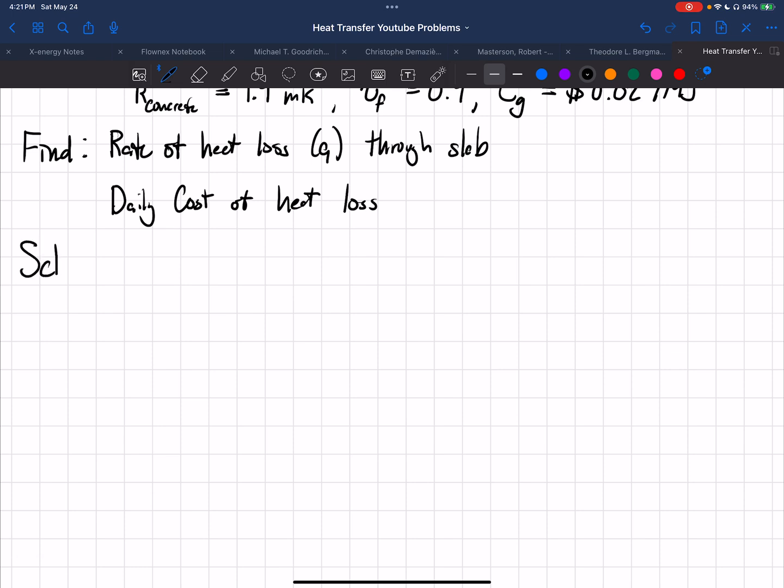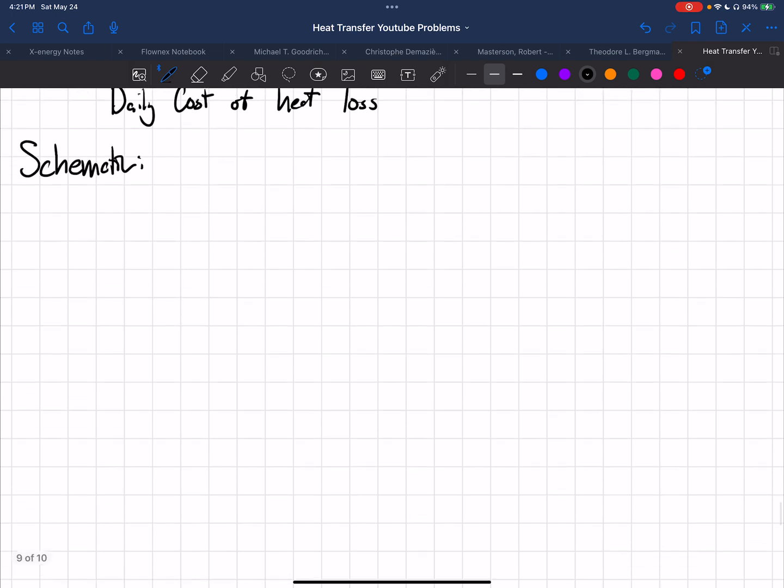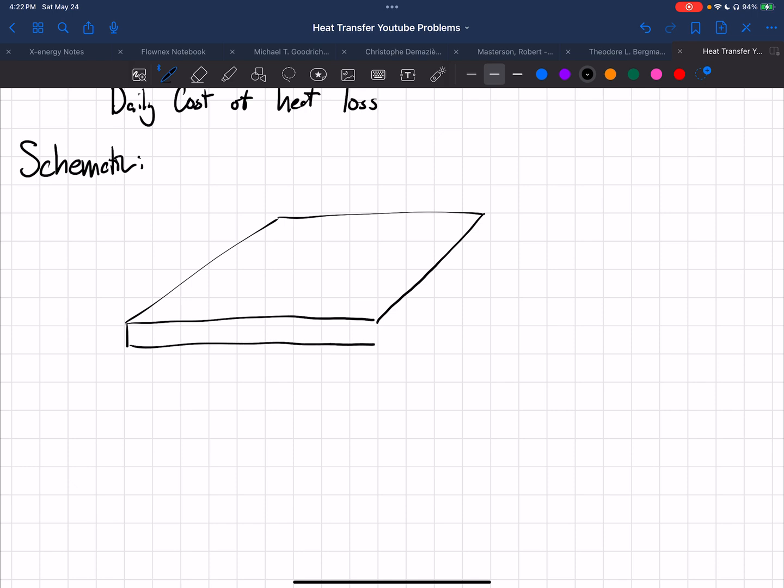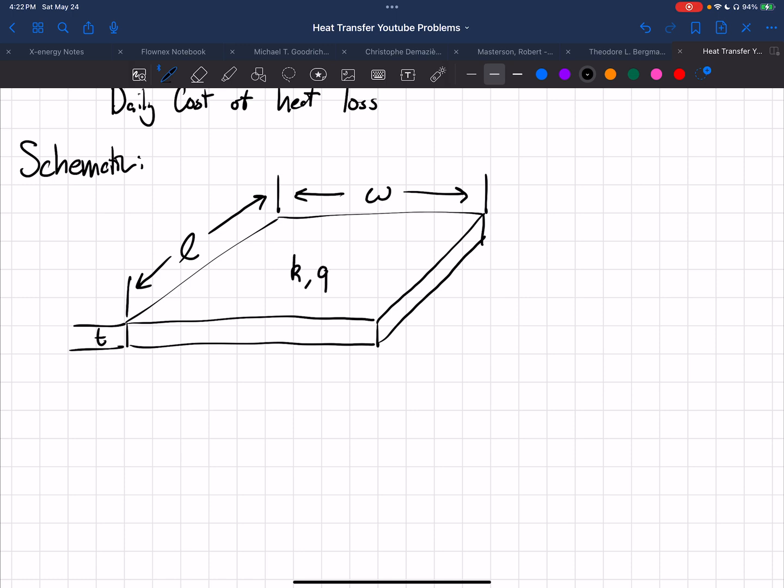So let's start our schematic. We're going to draw a concrete slab here, sort of. We'll make it three-dimensional. And we have our thickness T, our length L, and our width W. Our concrete slab has a thermal conductivity K and a heat loss Q. We have a temperature on the top surface, T top, and a temperature on the bottom, T bot. And we also are going to draw our furnace as a little box here, and we'll put the efficiency of the furnace in there.